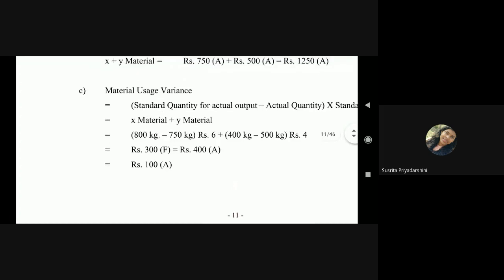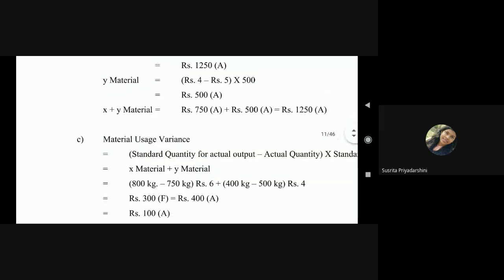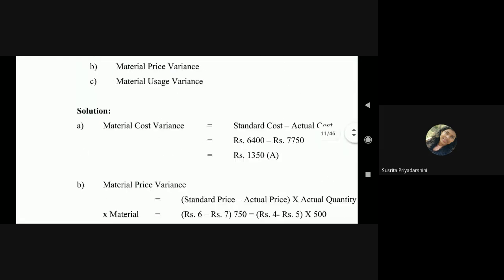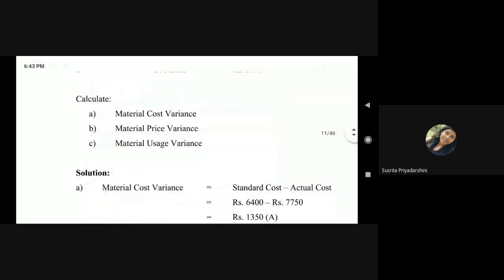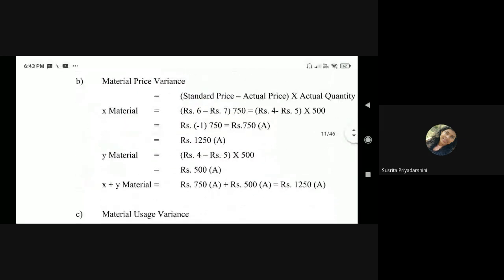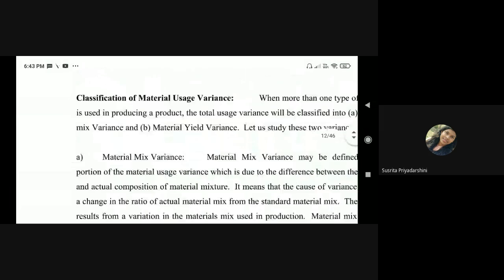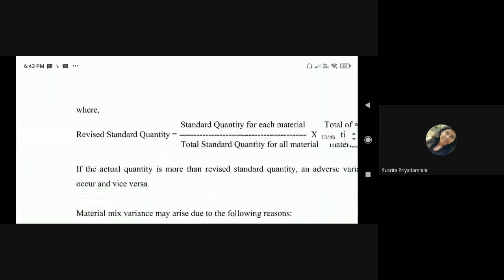अभी वेरिफिकेशन चाहिए. वेरिफिकेशन क्या प्राइस और यूसेज को मिलाकर कॉस्ट आएगा. तो यहाँ पर 100 एडवर्स 1250 एडवर्स दोनों को मिलाकर आ गया 1350. सो यहाँ पर देखो 1350 एडवर्स. तो ये वेरीफाइड हो गया. ओके, so this is material price variance. So in this way you can also apply the formula to find out the labor variances also.